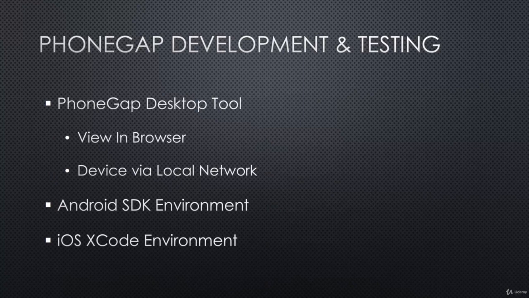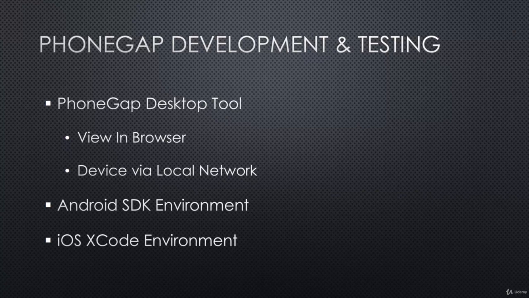Alright, so let's talk a little bit about how we develop and test PhoneGap applications. So there's actually a desktop application for Windows and Mac that we can download, and it can generate a PhoneGap application for us, and then we can run it inside of a browser. Not only that, but we can also download the PhoneGap app on an iOS or Android device, and we'll be able to broadcast our mobile application to our device directly from the desktop application.